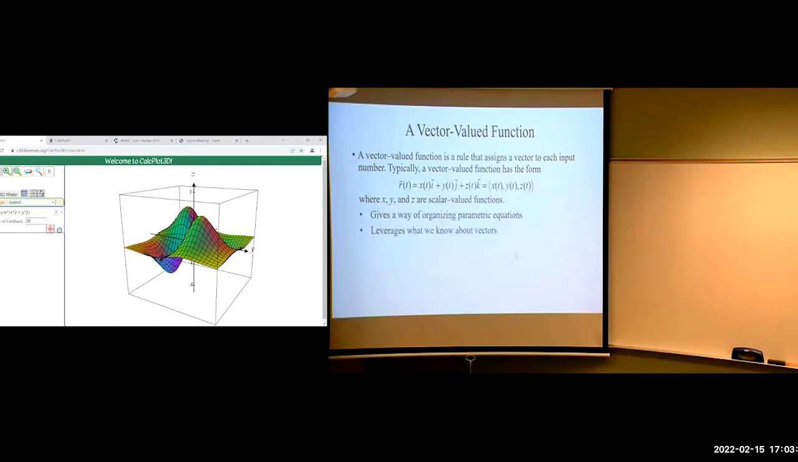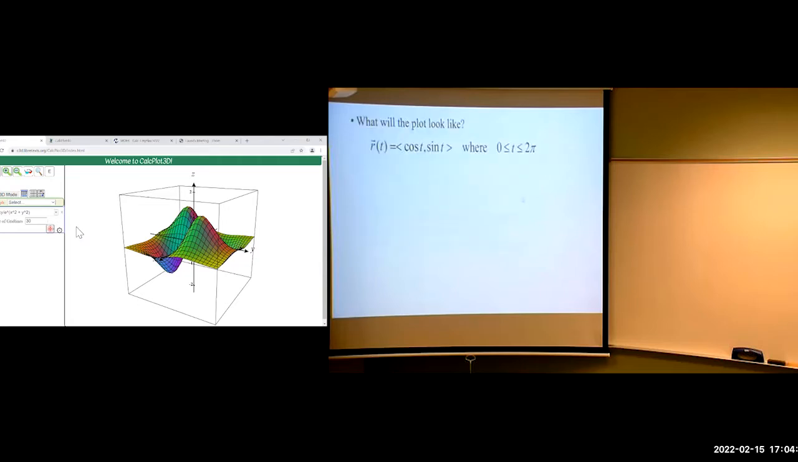So it's going to do 2 things. It's going to organize our parametric equation and leverage what we know about vectors. So we're going to go right into having a little bit of fun here, using the Calc Plot 3D. So we're going to start off with something basic. What does the graph of cosine t, sine t look like between 0 and 2 pi?